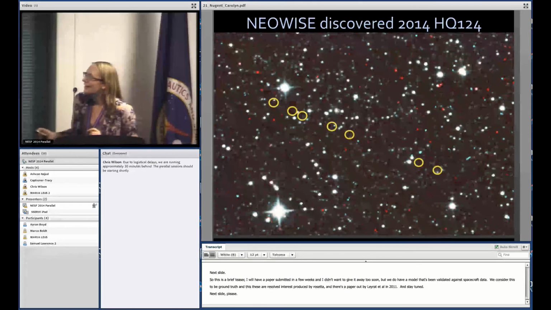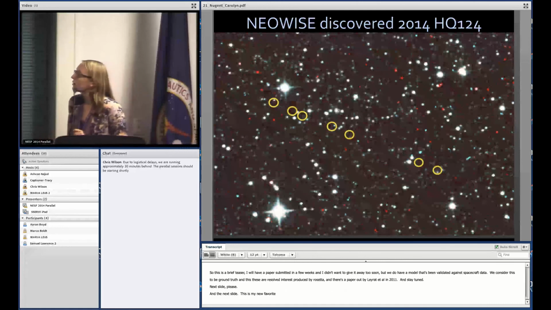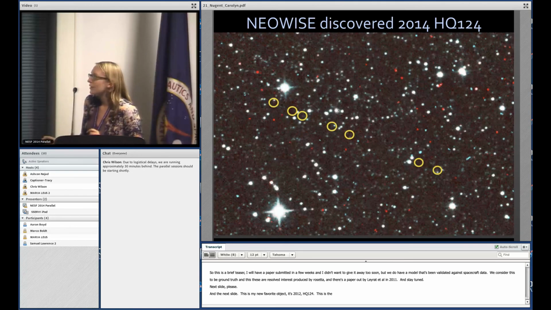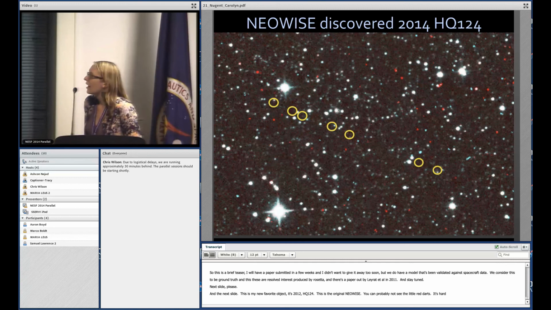And next slide. So this is my new favorite object. It's 2012 HQ124. This is the original NEOWISE discovery image that was just found in April. You can probably not see the little red dots in here. It's extremely faint. It's hard to see on a high-resolution monitor. We're really getting very in-depth in this data here.